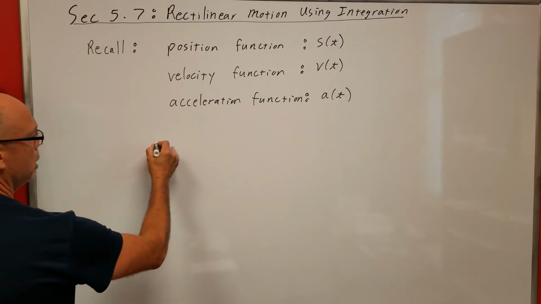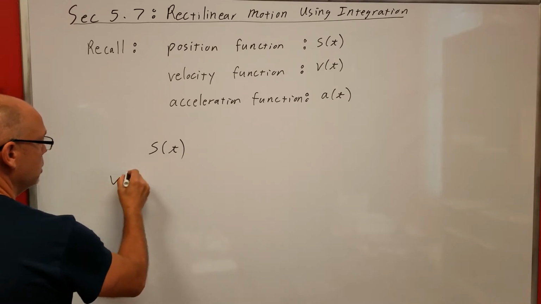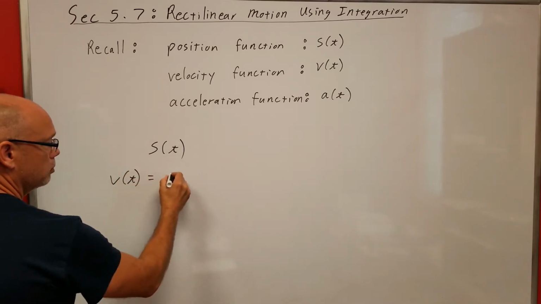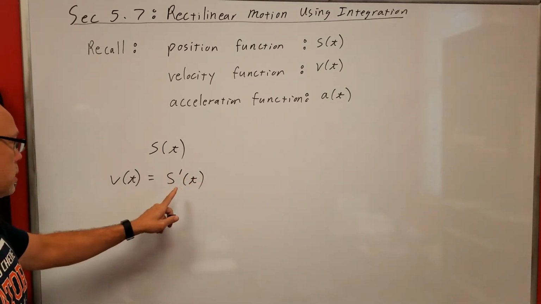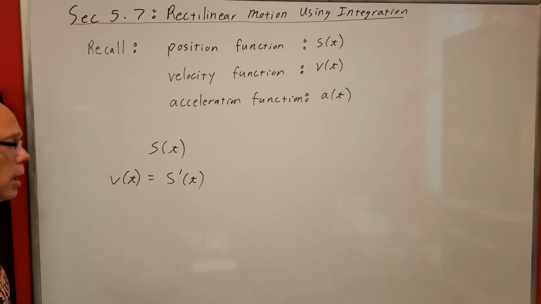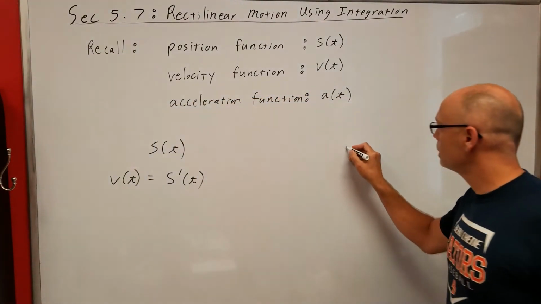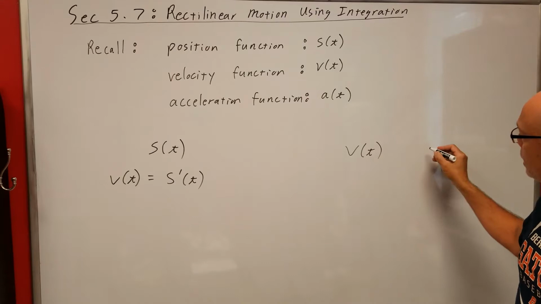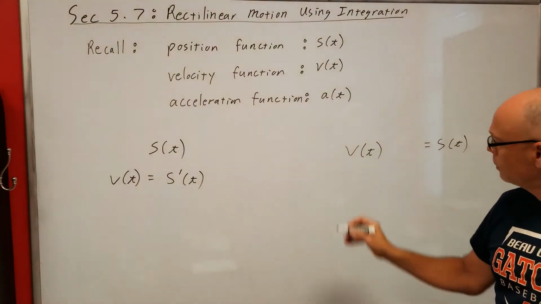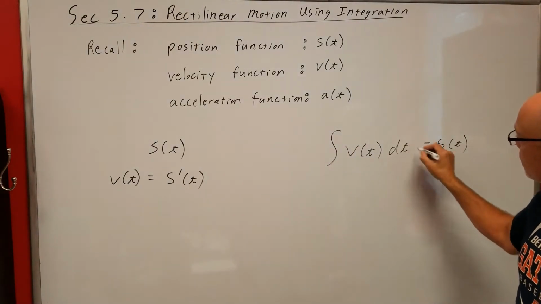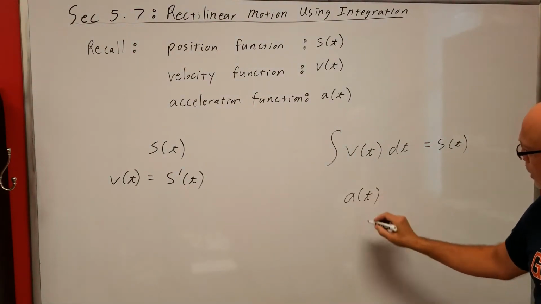And recall also that if we started out with the position function s of t, the velocity function v of t was equal to what? S prime, right? So we took the derivative of the position function. So now we're going to look at going backwards. Let's suppose we're given a velocity function, v of t. And if I want to get to the position function, s of t, what am I going to have to do? I'm going to have to take an antiderivative, or integrate the velocity function.